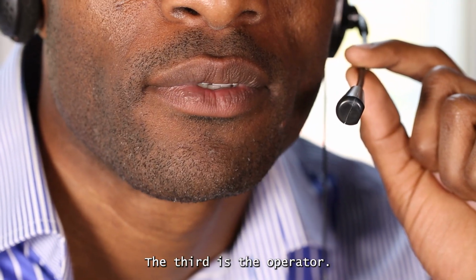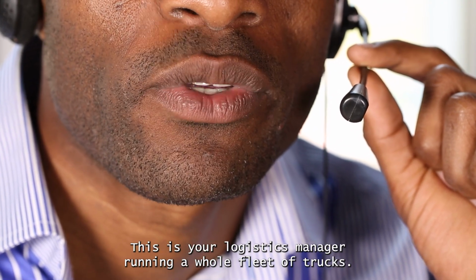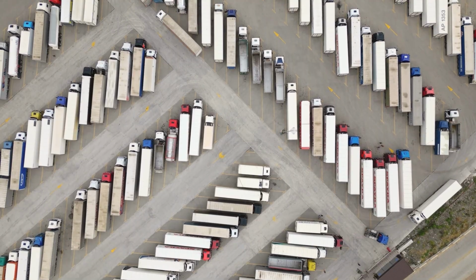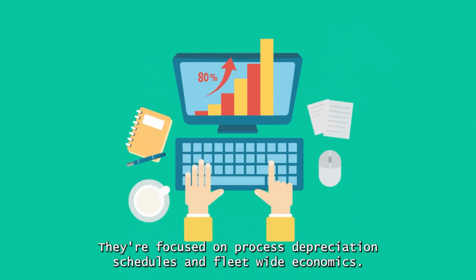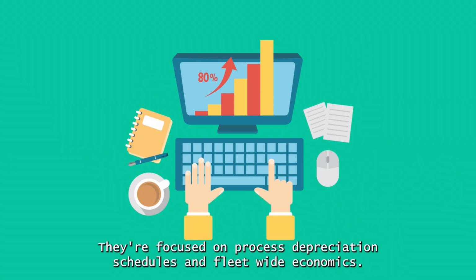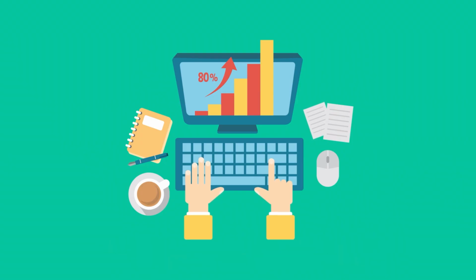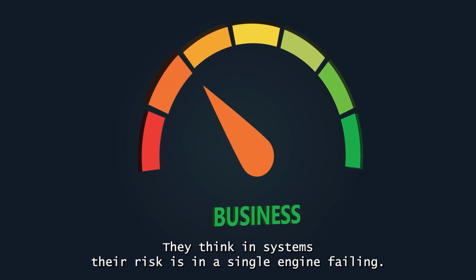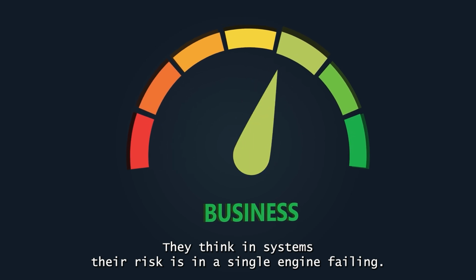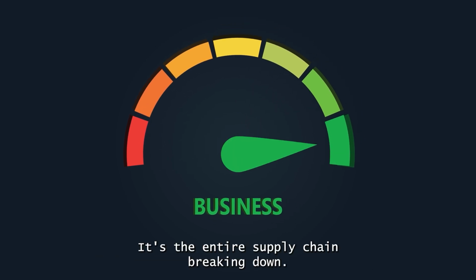The third is the operator. This is your logistics manager, running a whole fleet of trucks. They've scaled a business. They're focused on process, depreciation schedules, and fleet-wide economics. They think in systems. Their risk isn't a single engine failing. It's the entire supply chain breaking down.